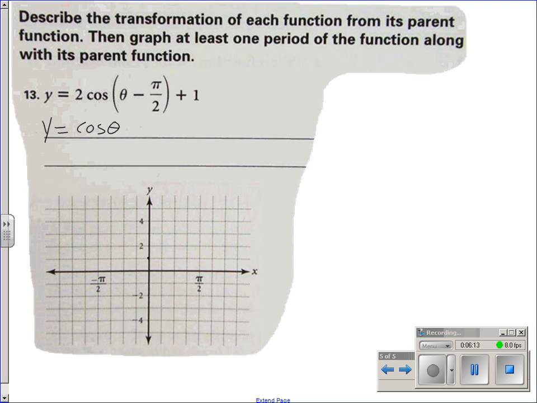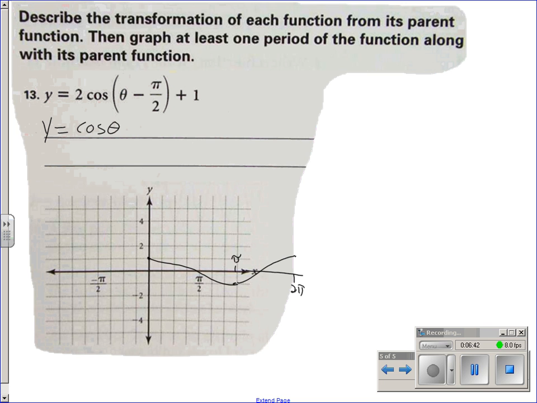Cosine starts at 1 at an angle of 0. It goes down to 0 at pi over 2, down to negative 1. This is supposed to be a nice smooth curve. Back up to a positive 1 here at 2 pi. This point at its minimum here is at pi. Okay, it's supposed to be a nice smooth curve, but it's kind of tough when it's stretched out like that.